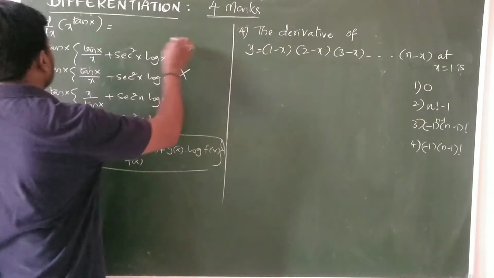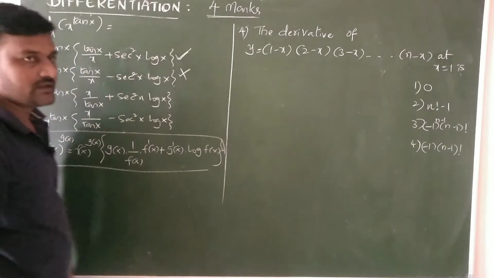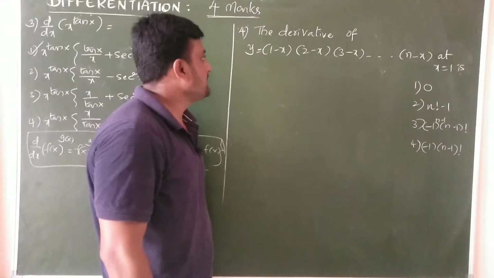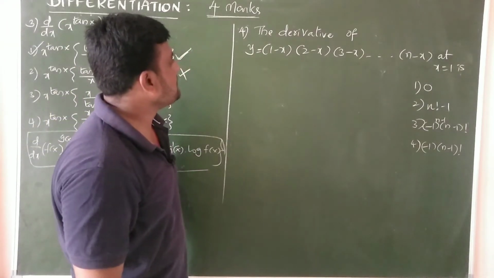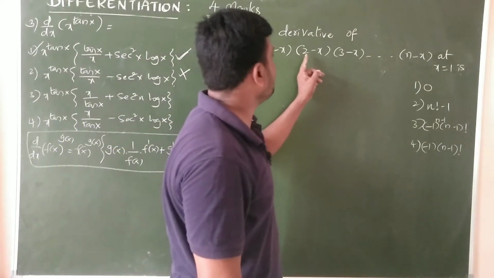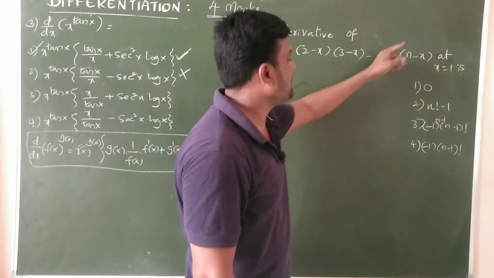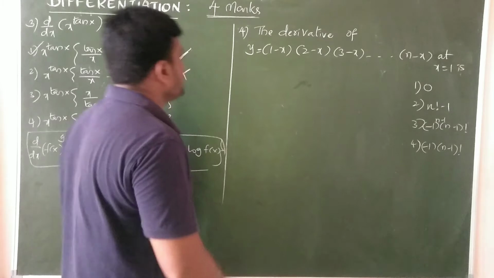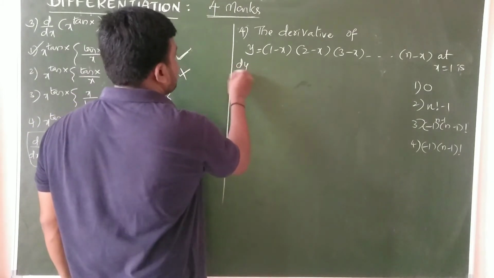Our option is the first option. Okay, now next one: the derivative of y equals (1 minus x)(2 minus x)(3 minus x) and so on up to (n minus x). So let us do the differentiation of y.